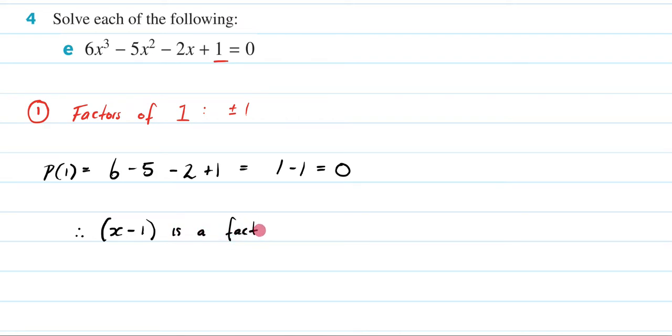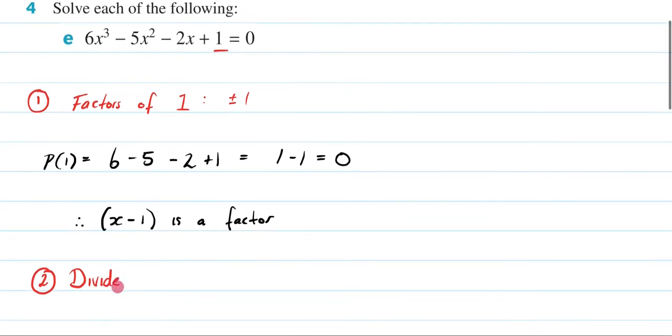Now, don't make the mistake: we put 1 in, that means x minus 1 is a factor. So don't make the mistake of putting x plus 1. You have to make sure that you change the sign of it. Perfect. Let us now move on to step 2, which is dividing. So now we're going to divide to find the other factor.